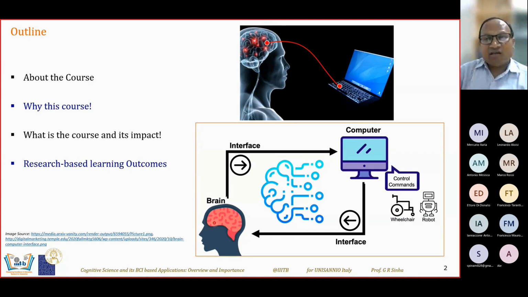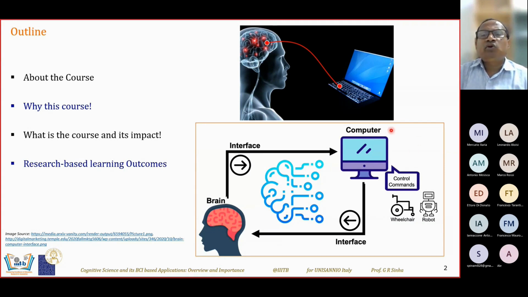So what is a brain signal? What type of features are extracted? How does the feature extraction take place? How do we train those features? How do we understand those features? How do we classify those features? We will discuss in detail in the lectures to come. I'm just giving you an overview.